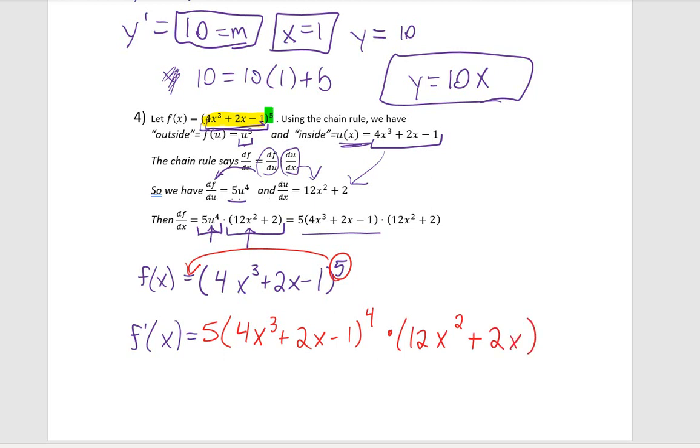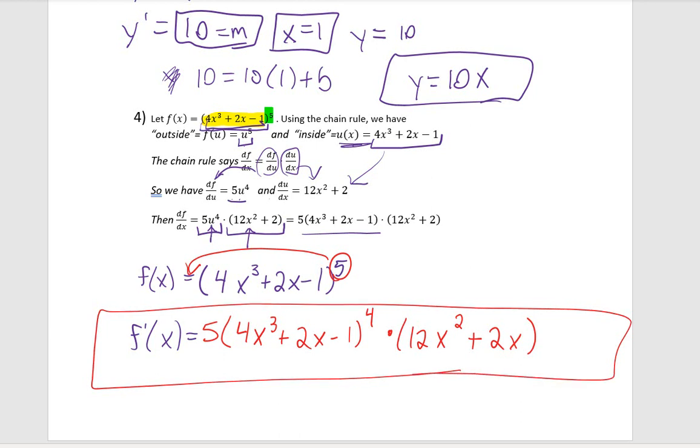You are always welcome to just leave this as it is. You don't have to simplify it. I'm totally okay with that. I'd actually rather you leave it like that because it makes it a little bit easier for me to grade.